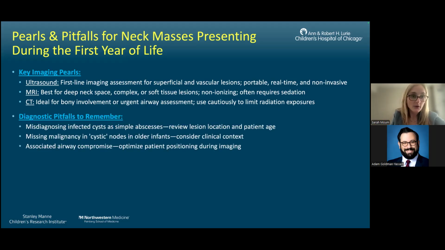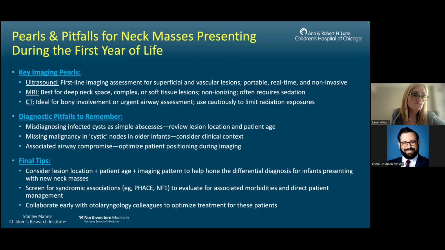Moving on to diagnostic pitfalls to keep in mind. When you have an infected cyst that presents, remember that there could be an underlying lesion and get follow-up. And also keep in mind the patient's age and the location of the lesion as you make your assessment. Remember that some lesions in the head and neck can be malignant as well. So consider that in clinical context, get follow-up imaging or further assessment. And then when large, remember that these lesions can cause airway compromise, and you should optimize patient positioning during imaging, whether it's CT, MRI, etc.